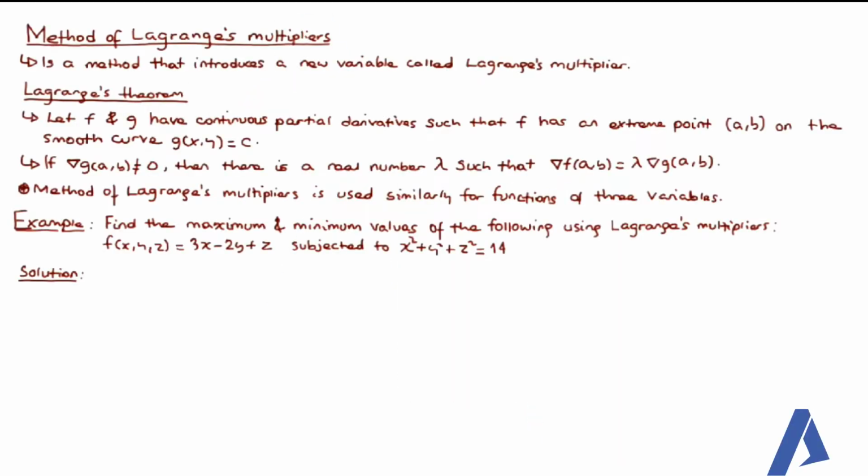በመቀጠል የምናየው the method of Lagrange's multipliers. This is a method that introduces a new variable known as lambda called the Lagrange's multiplier. So the theorem ምንድነው የሚለው, let's say we have two functions which have continuous partial derivatives such that f has an extreme point, let's say a point AB, on the smooth curve g of xy is equal to c.